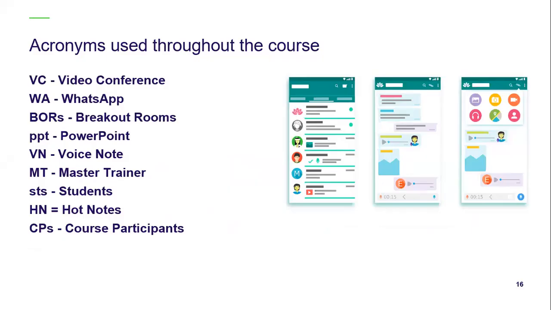We're going to come across a few acronyms throughout the course. VC stands for video conference, which is what we're doing now, commonly Zoom. WA is WhatsApp. BORs is breakout rooms. Those of you familiar with Zoom will know that we're a group of 20 now, but I could put us into 5 groups of 4, for example, where we can have more meaningful chat. We'll be using this device over the next few weeks. PPT refers to PowerPoint. VNs are voice notes. MTs are master trainers, referring to what we were talking about before.